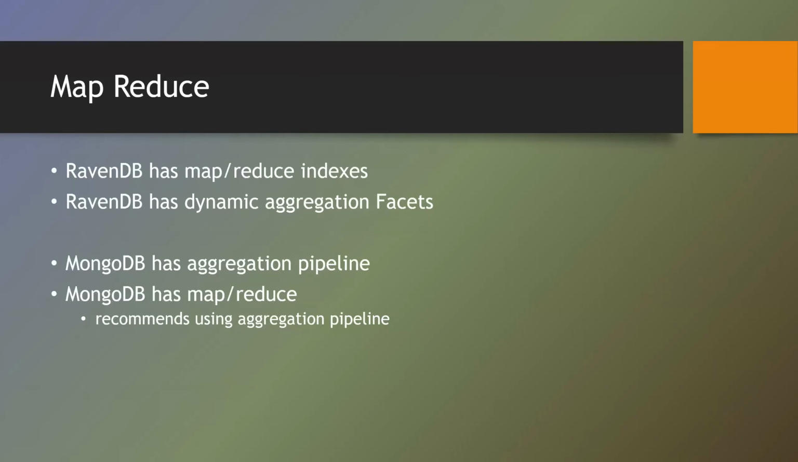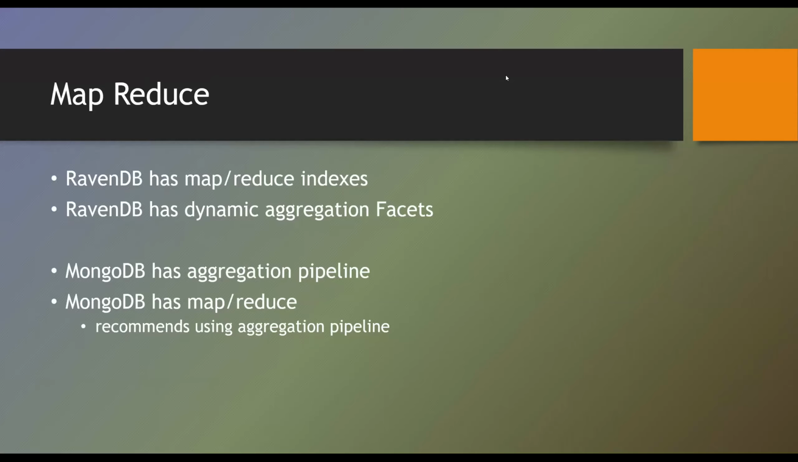Now, MongoDB used to have the classic MapReduce system. At some point, they replaced that with something that they call aggregation pipeline, and they currently recommend that you use the aggregation pipeline over MapReduce for most scenarios. RavenDB had MapReduce from the get-go, but it does that in a very different way.